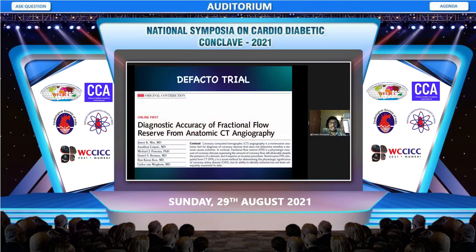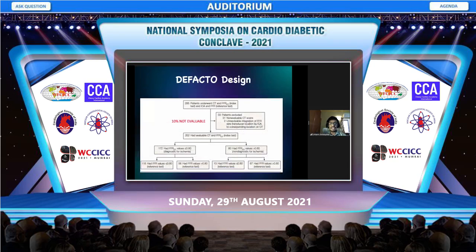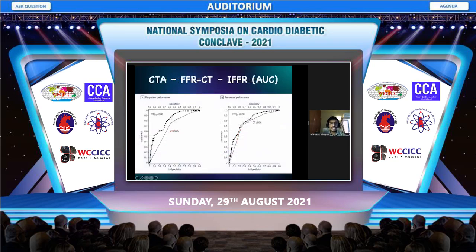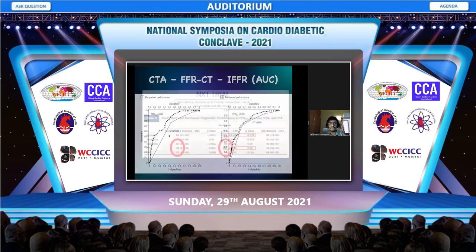This was followed shortly by the DeFACTO trial, and some good friends of ours like James Min was the author of this study. Here they looked at both CT and invasive FFR, and they realized that 10% of the scans were not available. I will come to this a little later. Again, here they found in the FFR-CT group compared to the conventional CT that the positive predictive value comes up quite a bit compared to the CT, while the negative predictive value is similar for both. And if you look at the numbers under the curve, you can clearly see that FFR-CT really has an edge over anatomical CT.